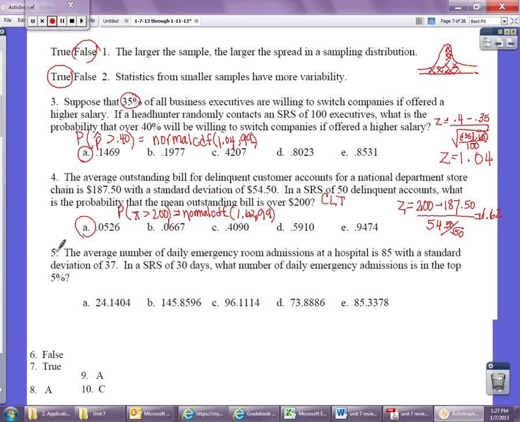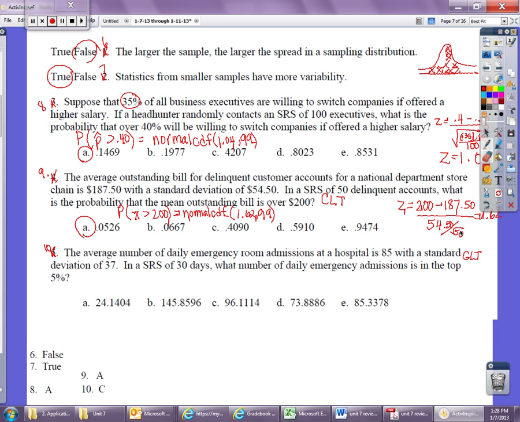Then number 10, this should be number 10 on your packet. Again, this was number 9, this is number 8, this is number 7, and number 6. Number 10 on your packet: the average number of daily emergencies is 85 with a standard deviation of 37. This is a central limit theorem problem. My pen is not cooperating with me right now.